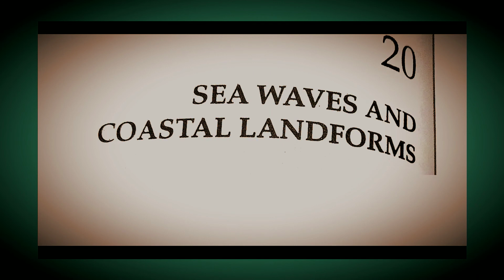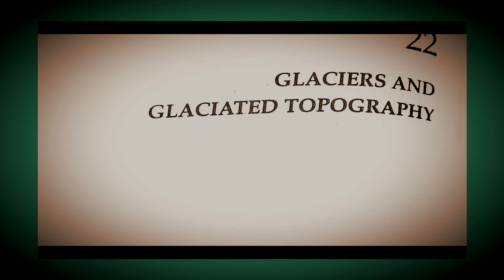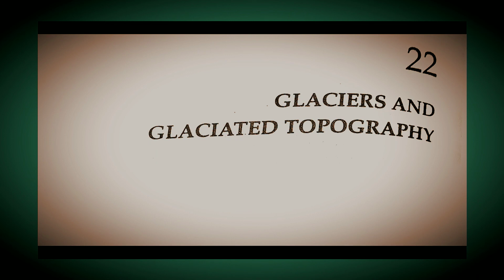This is also a geomorphic agent, so you have to study the different forms that are formed by sea waves in the coastal region. This is a very important concept. In chapter 21, associated with aeolian landforms and wind, you have to study how different types of landforms and structures are found in deserts, and the terms associated with deserts. You have to study this chapter very carefully and in depth. Chapter 22 is associated with glaciers, so read about the different landforms formed by glaciers in the glacier region.